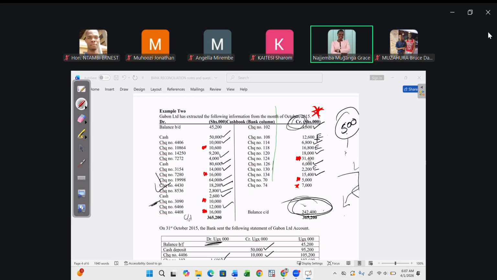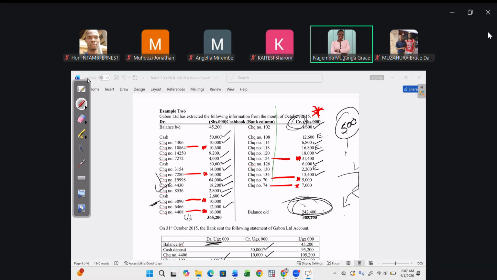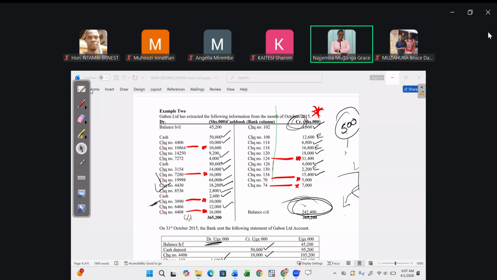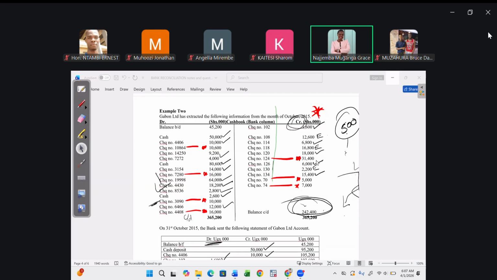Unpresented, we have check number, I think it's 124. Okay, check number 124, credit side, that's unpresented. $31,400. Check number 75,000.